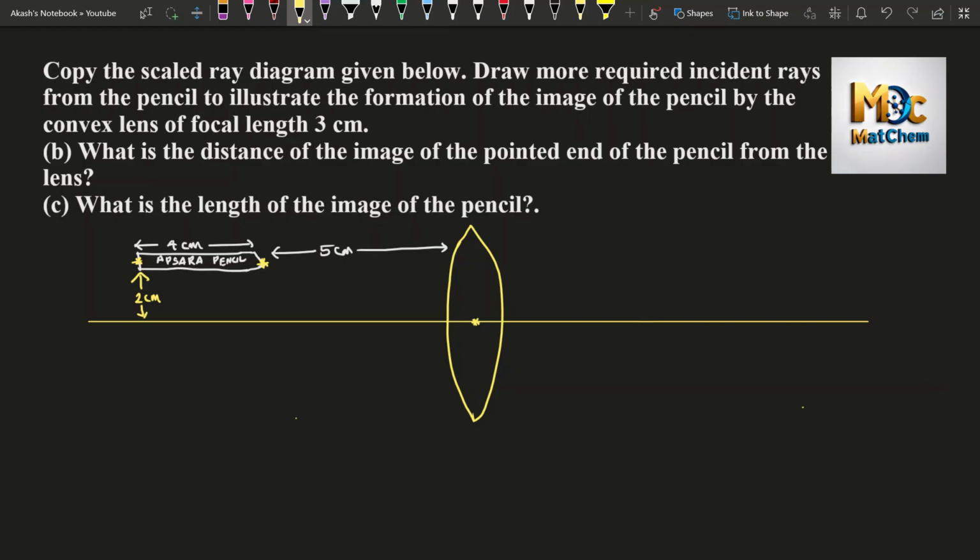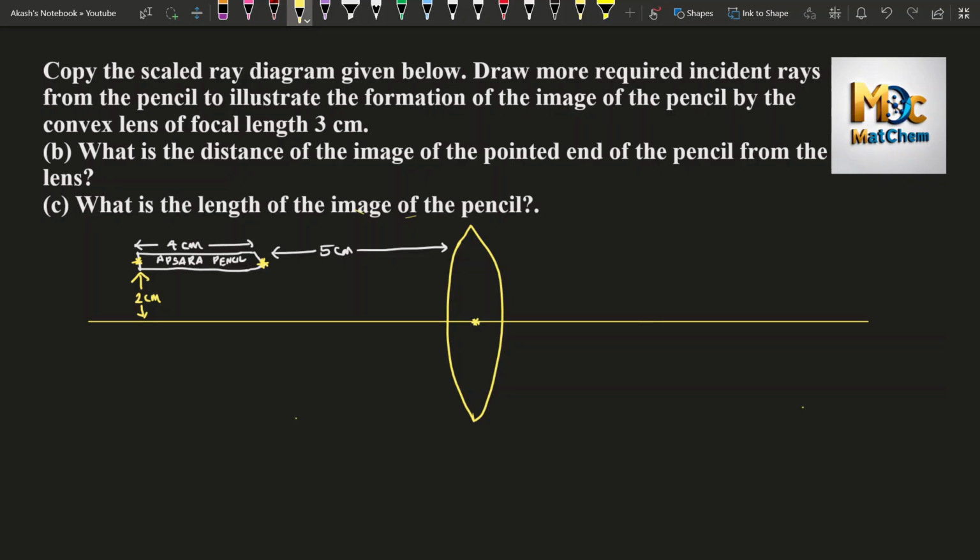Then we need to get the length of the image of the pencil. If you want to know the length of the image of the pencil, we need to consider the tip of the pencil as well as the end of the pencil. Why are we not considering the in-between points of the pencil? Because they have asked you to create only the image of the pencil and the length of the image of the pencil. For that purpose, we need only the tip and the end. Hope the idea is clear.